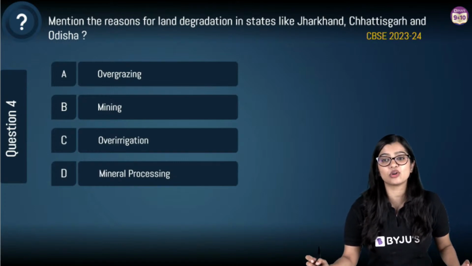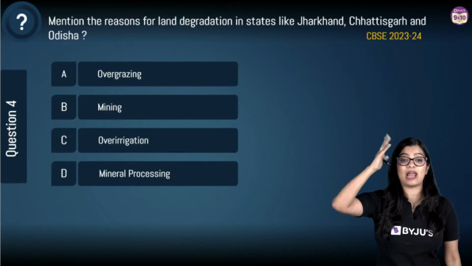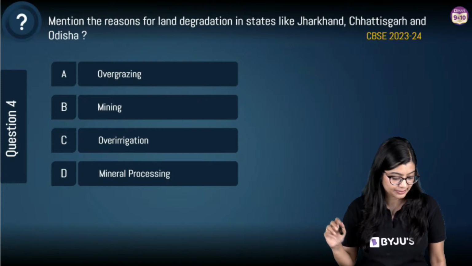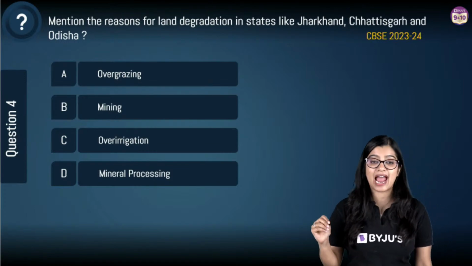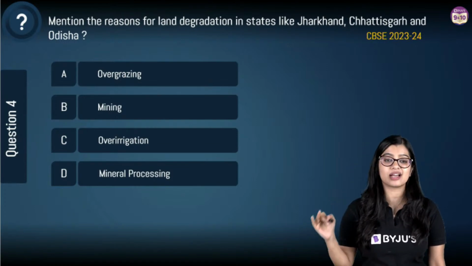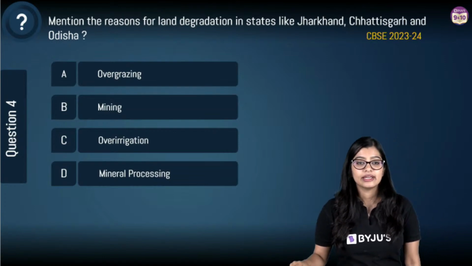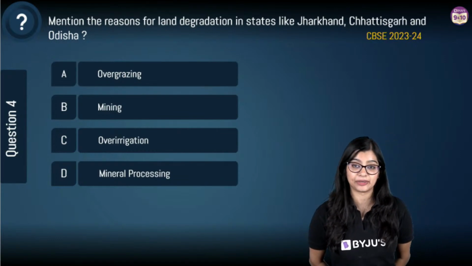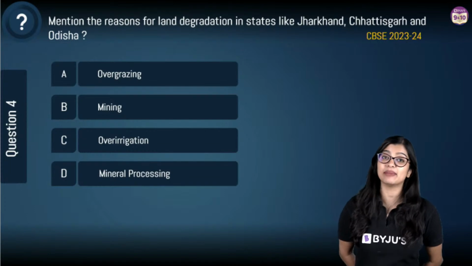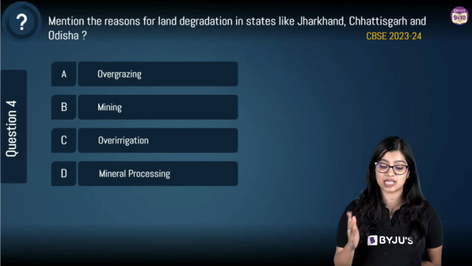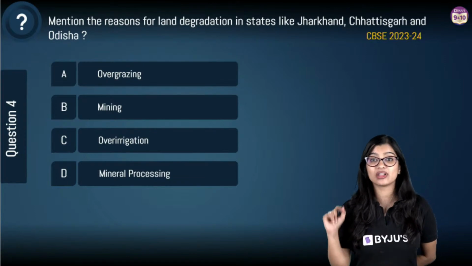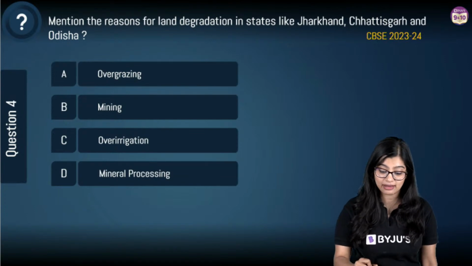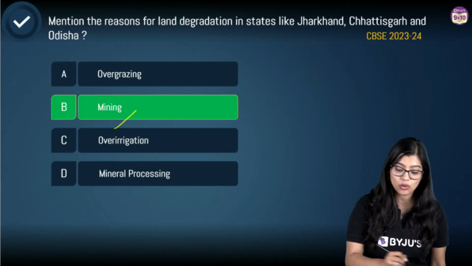Like I said, today's class is going to be oriented towards solving and applying our knowledge, right? So the more you practice, the more social sciences becomes easy. Next up, what is the main reason for land degradation in states like Jharkhand, Chhattisgarh and Odisha? Now think about what is the primary or main activity we find in regions like Jharkhand, Chhattisgarh and Odisha. We know that they are rich in mineral sources. So if they are rich in mineral sources, what could be the possible cause of land degradation? It is going to be mining.